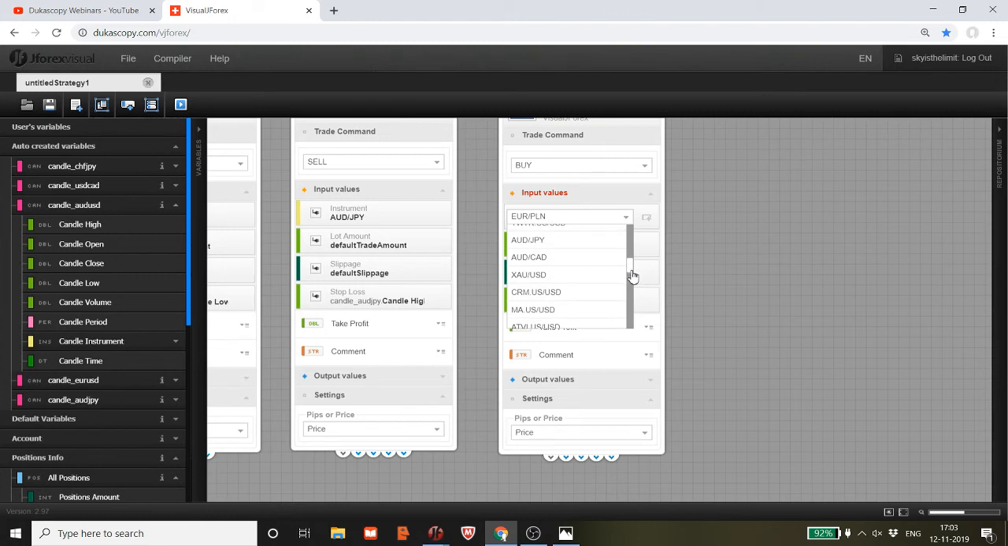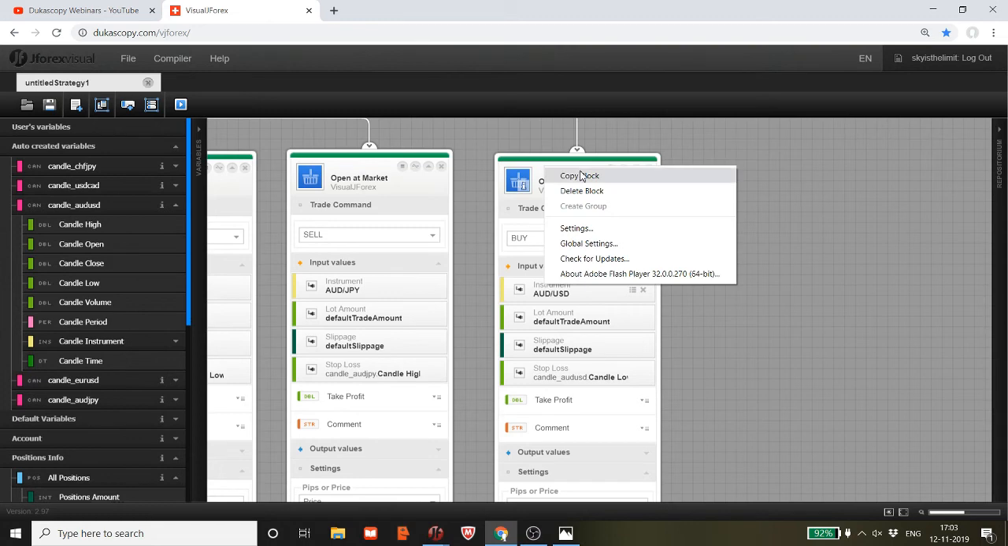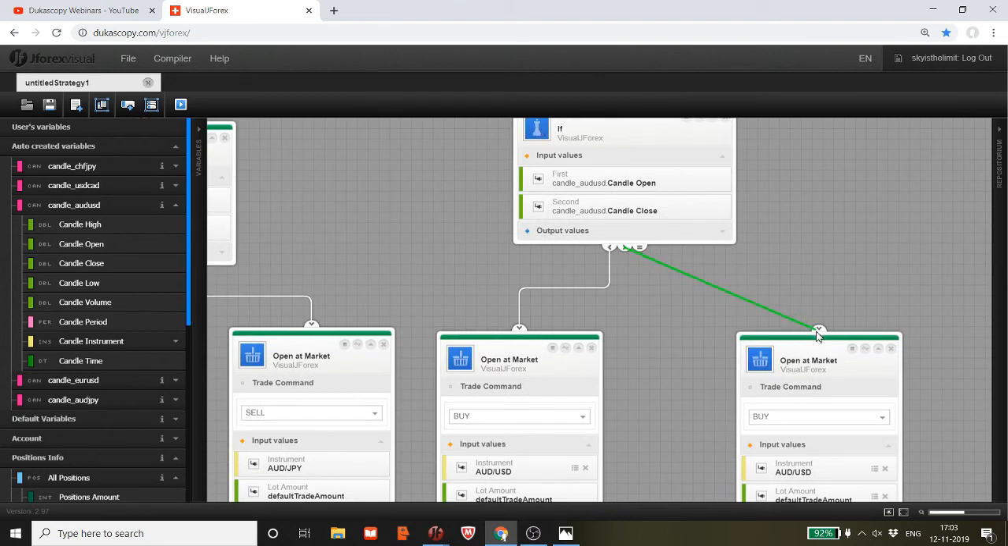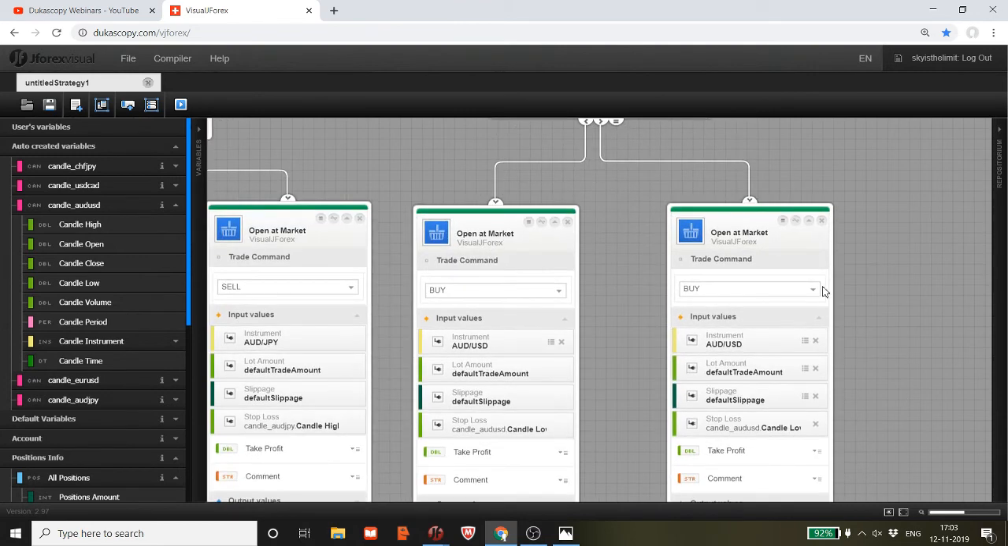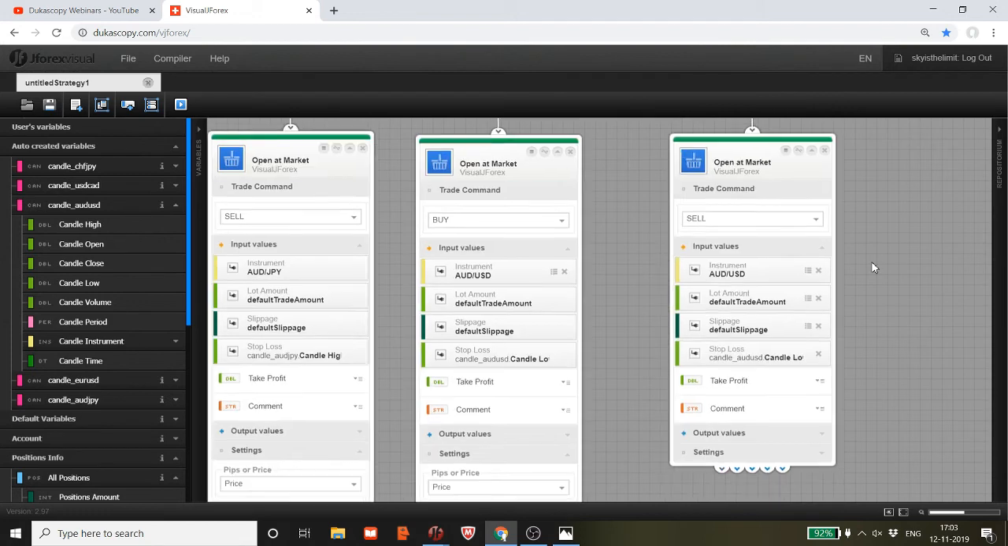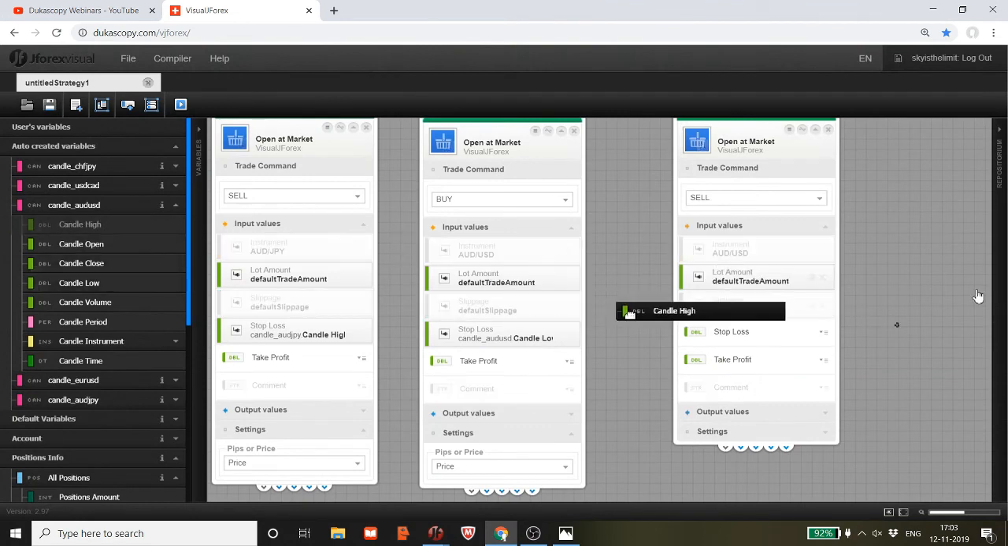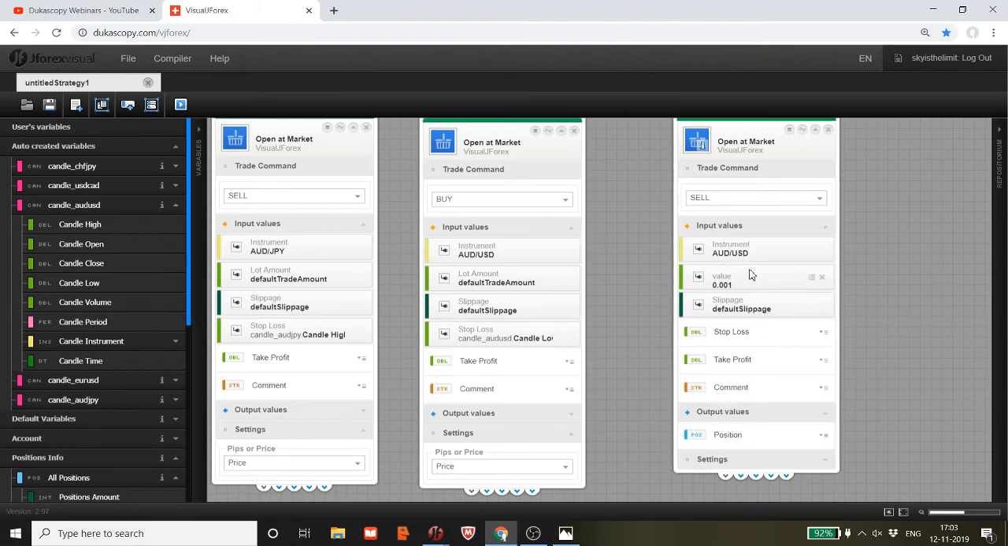AUD/USD, here it is. Okay, copy the block and paste it. So here when candle open is greater than candle close, means candle has closed in red, and that time strategy will execute a sell trade. And stop loss will be our candle high, means that day's high, because we are using a daily candle. So this way our strategy is ready.